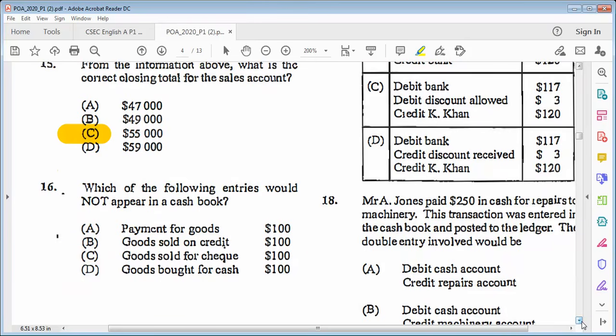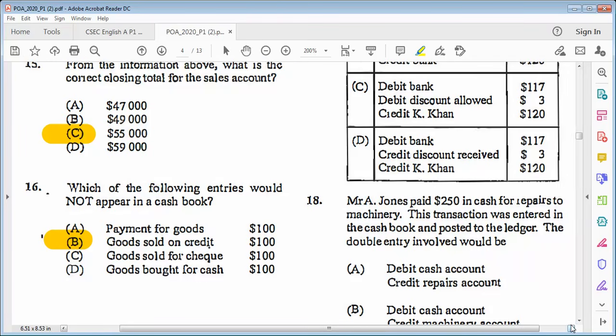Let's go on to number 16. It says, which of the following entries would not appear in a cash book? A, payment for goods $100. B, goods sold on credit $100. C, goods sold for check $100. And D, goods bought for cash $100. Our answer would be B, goods sold on credit $100. That would not appear in a cash book.